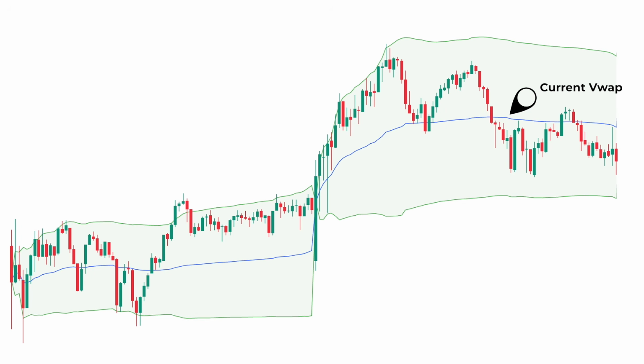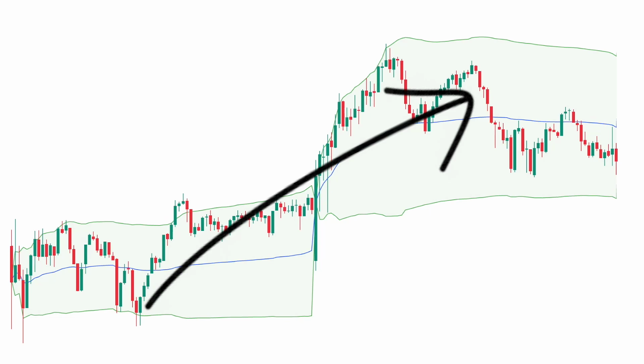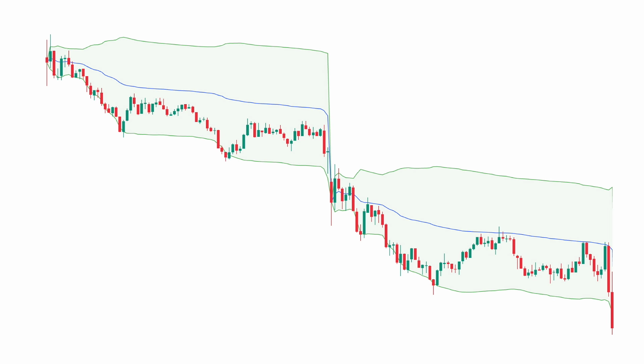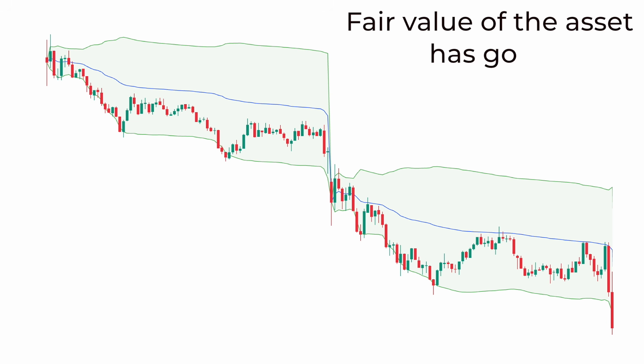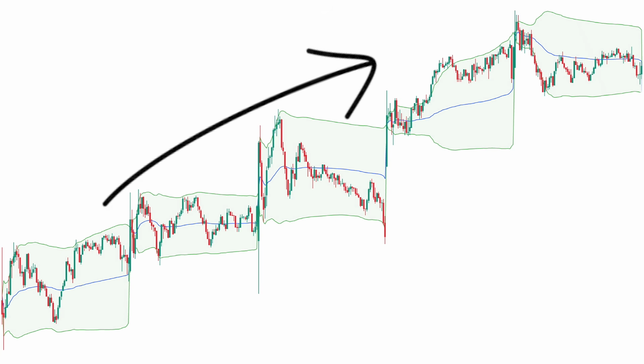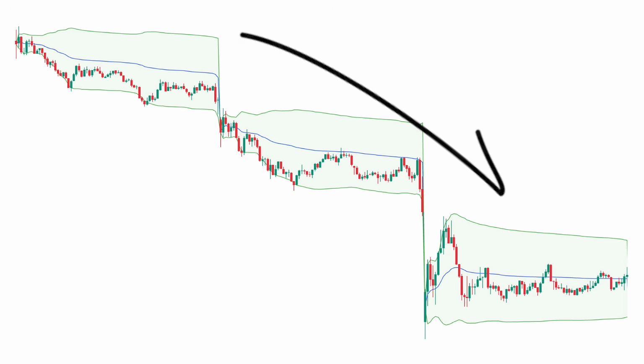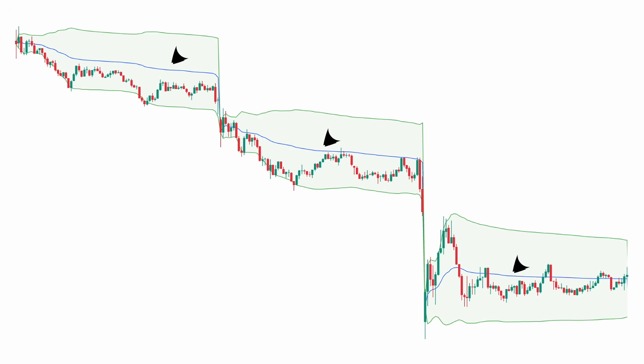If the current VWAP is above the previous day's VWAP, we can say that the fair value of the asset has gone up. This means that the price is in an uptrend. Similarly, if the current VWAP is below the previous day's VWAP, then we can say that the fair value of the asset has gone down. This means that the price is in a downtrend. When the price moves in an uptrend for a few days, you will notice that the price creates higher VWAPs for consecutive days. Similarly, in a multi-day downtrend, you will see that the price creates lower VWAPs for consecutive days.